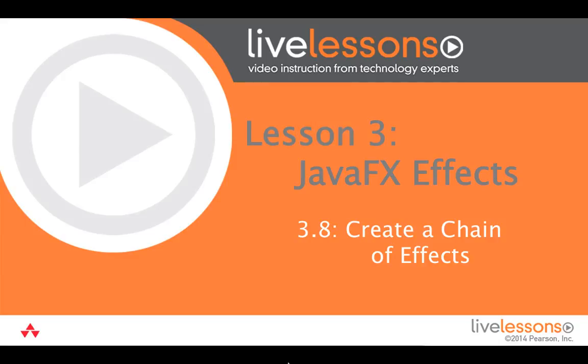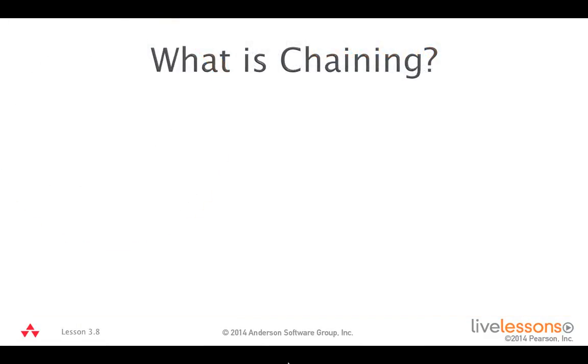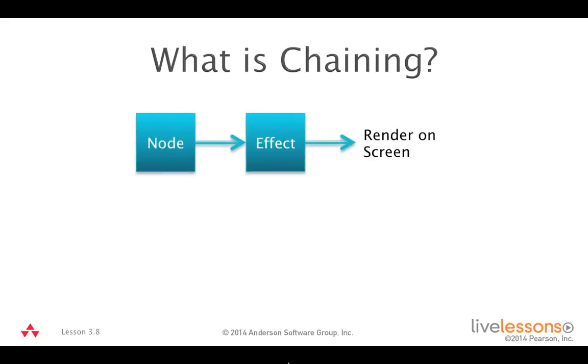This is lesson 3.8, Create a Chain of Effects. So what is chaining? Let's explain with a couple of diagrams. Here's the first one. Recall that an effect is a graphical filter that accepts input and modifies it in some way to produce an output.